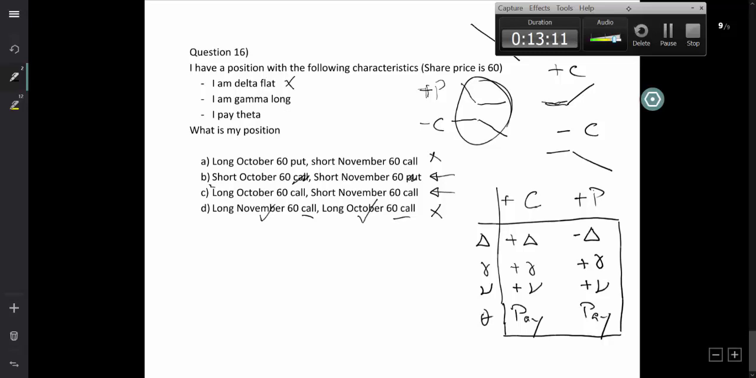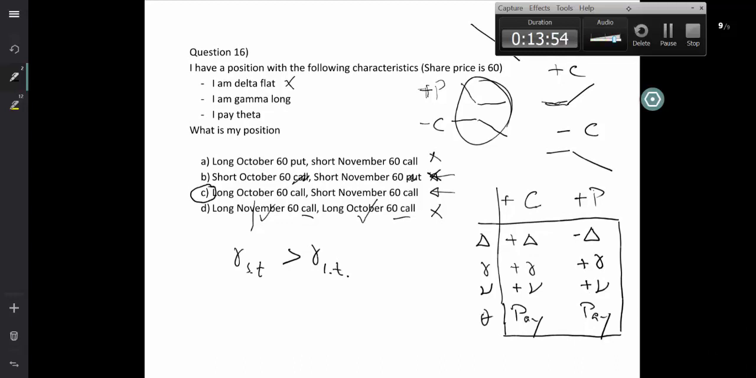So the only acceptable available answer is C, and not only just by elimination, but C actually does make sense. When it's at the money, the delta would be approximately 50. So for the purpose of these questions, you just assume that you can be delta flat. You are gamma long because the gamma of a short-term option is higher than the gamma of a long-term option, all things being equal.